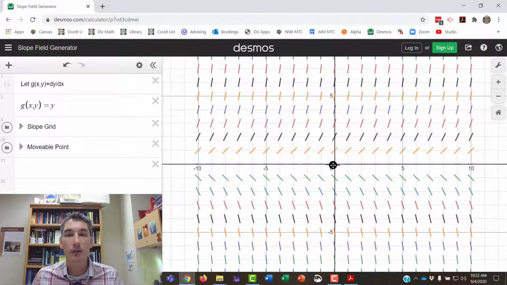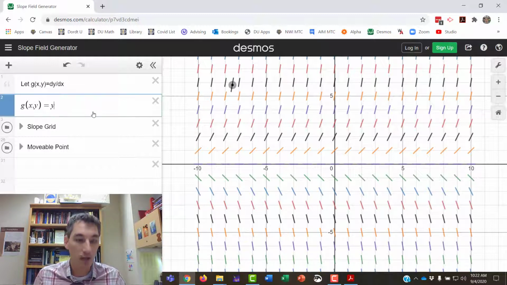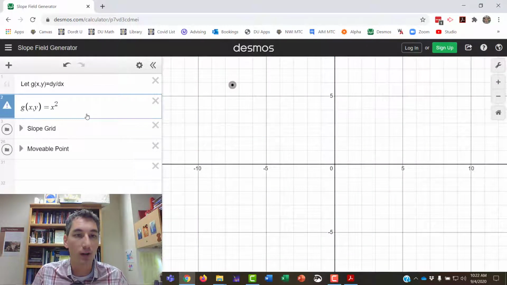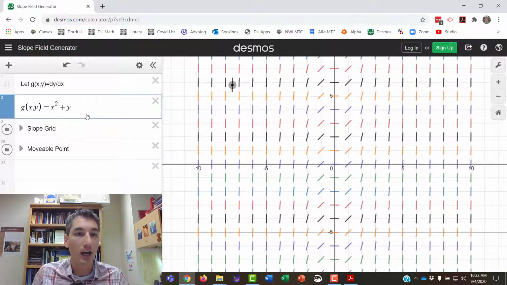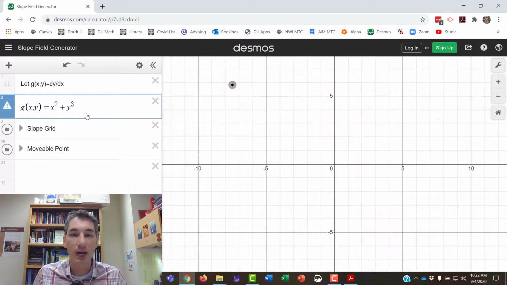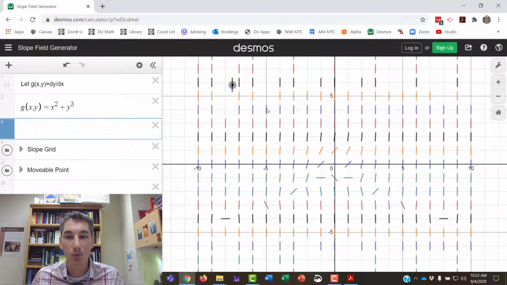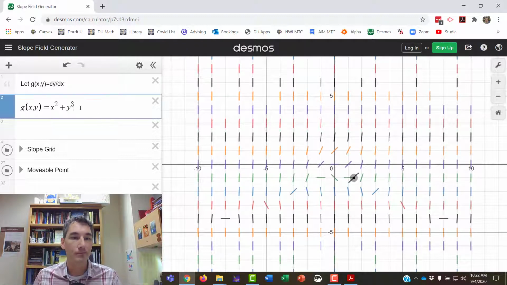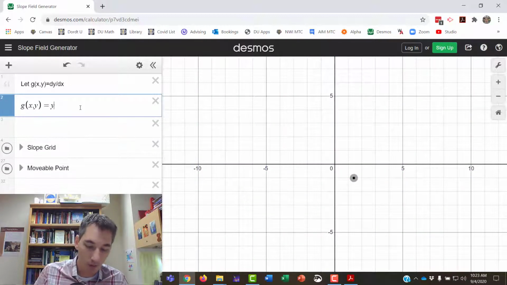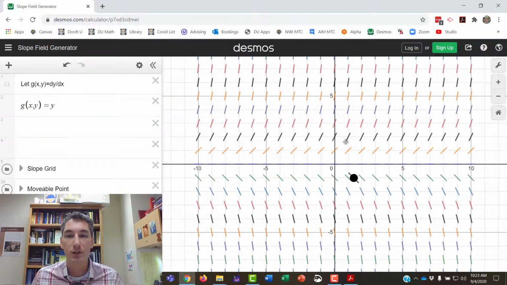So Desmos has a nice little slope field generator for you, and you can plug in any equation you want. They've got it using x's instead of t's, but you could have something like x squared plus y to the third power or something like that, and it will give you a slope field for it. Okay, so that's how the Desmos slope field generator works.